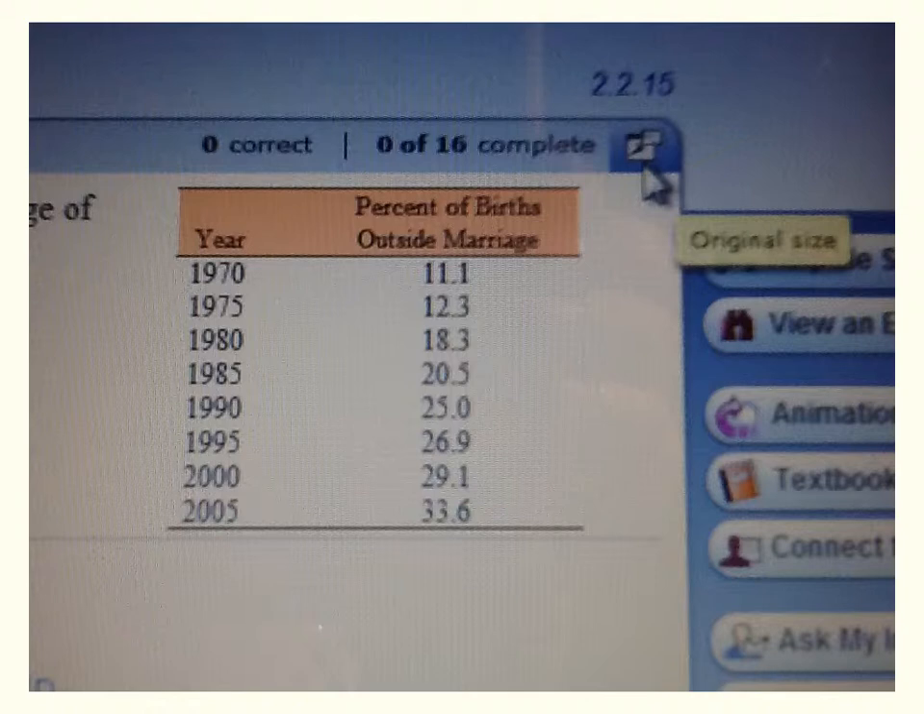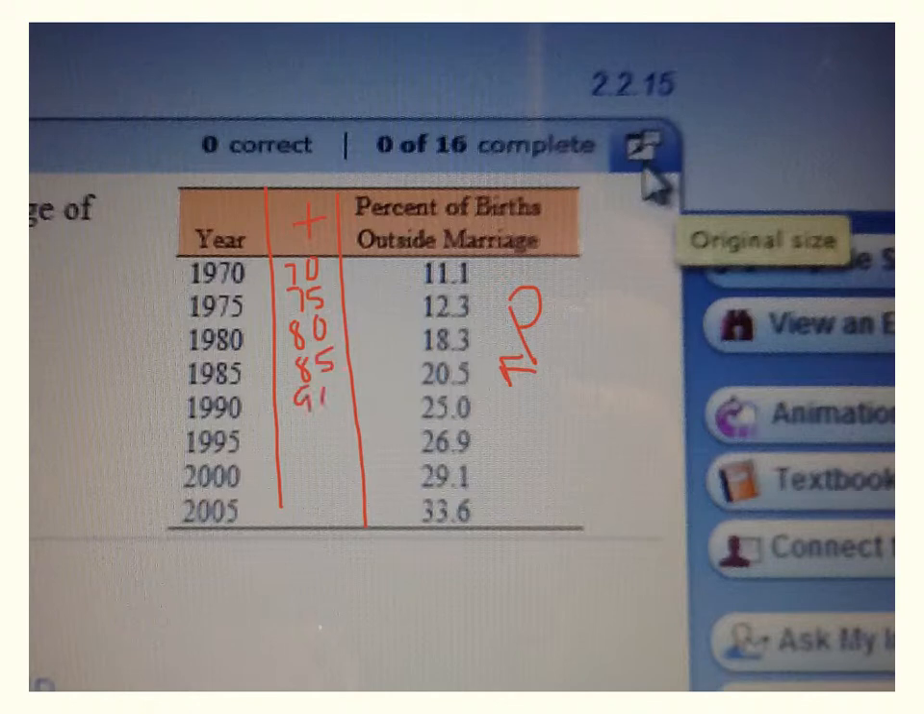So this problem reads, the percentages of births outside marriage in a particular country are shown in this table. Let P be the percentages of births outside of marriage in this country. So these represent P. And in a country, T years since 1900. So T is going to be the number of years since 1900. So we'd have 70, 75, 80, 85, 90, 95, 100, and 105.